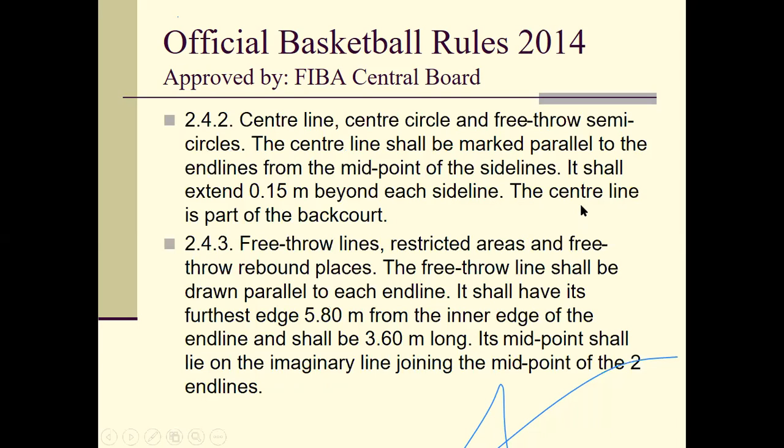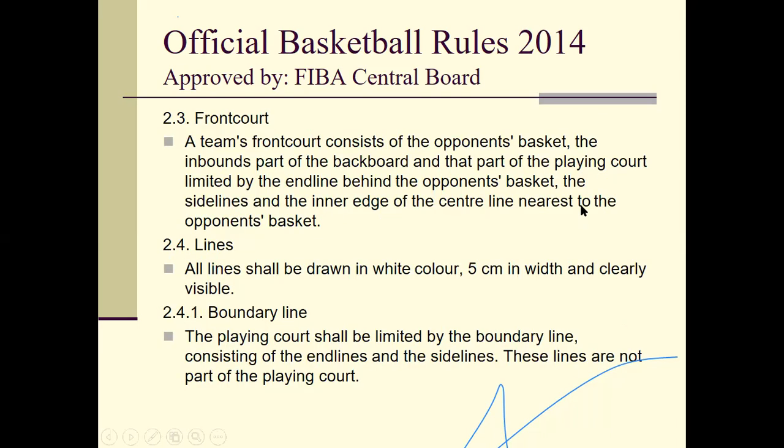Okay, so these are possible simple questions on how to describe different things. If I ask you what a backcourt is, you need to explain it in that way. A front court, you need to explain it in that way. So it's pretty basic. Then all lines shall be drawn in white color, 5 centimeters in width and clear. They must be clearly visible.